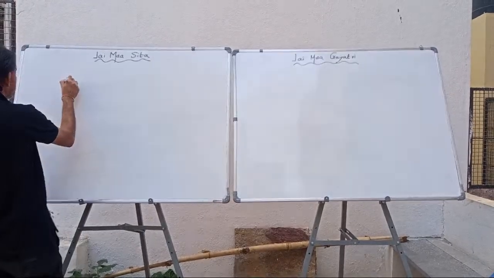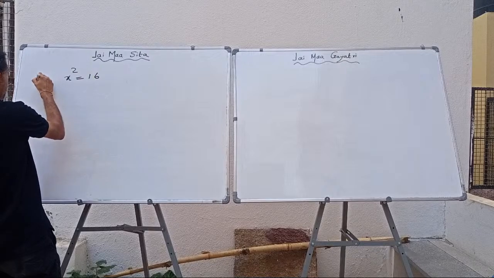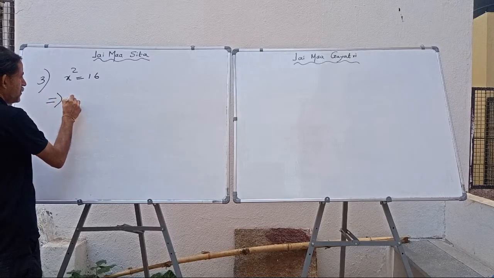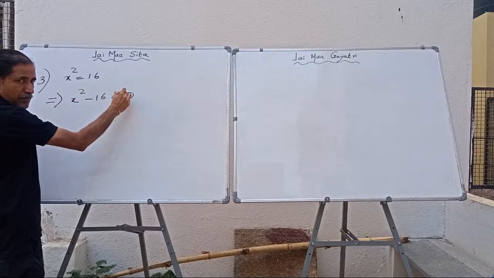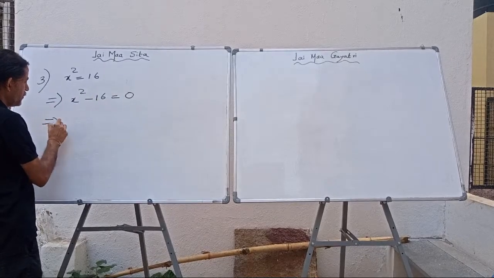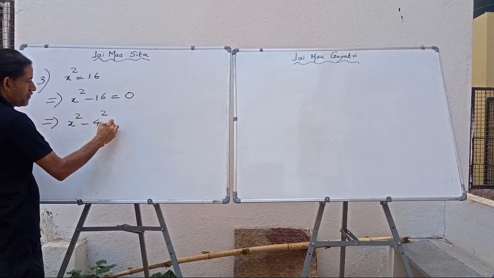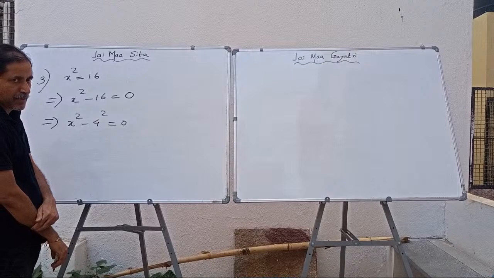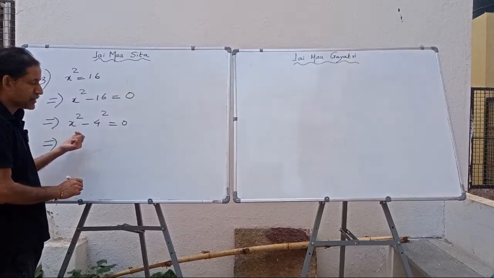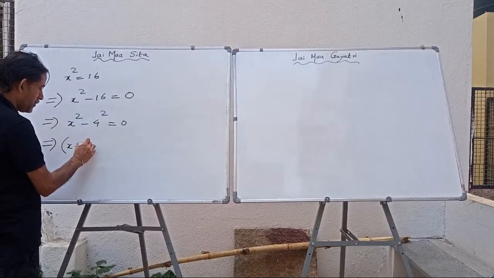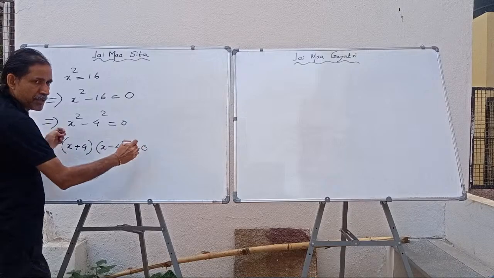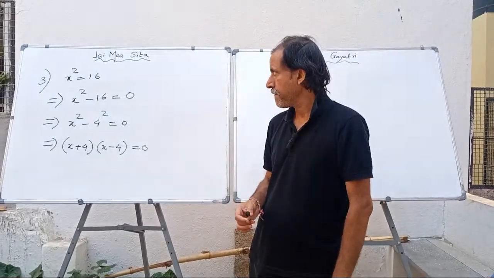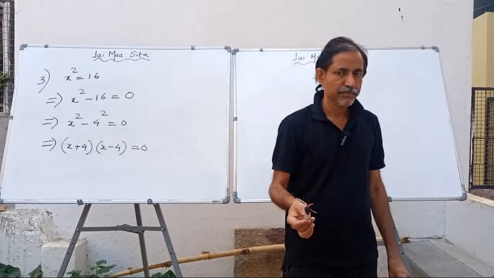So x square is equal to 16. Okay. So can I do it this way? Can I do it this way? Then what do I do? A square minus b square is nothing but a plus b, a minus b, that formula. Can you do it from here? Can you take it from here? Yeah.